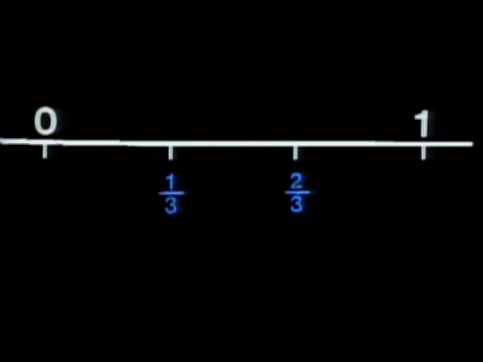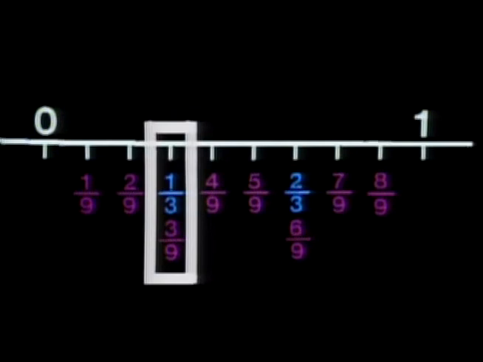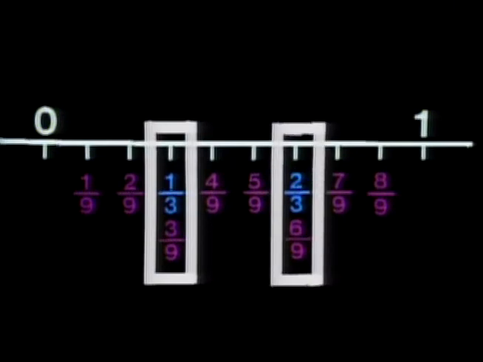Here, the line segment is divided into thirds. If we divide each of them into thirds again, we end up with 9 equal parts. So we label in ninths, 1/9, 2/9, and so on. Again, some of these fractions label new points, but others, 3/9 and 6/9, to be specific, are merely new names for points we've already worked with.